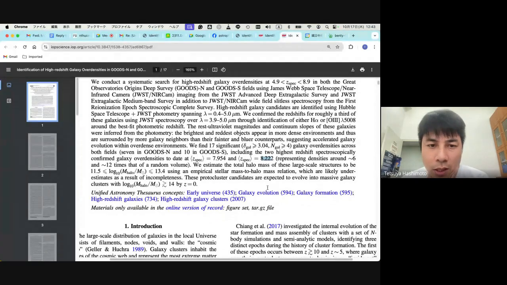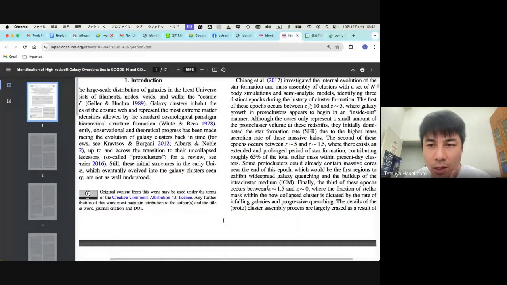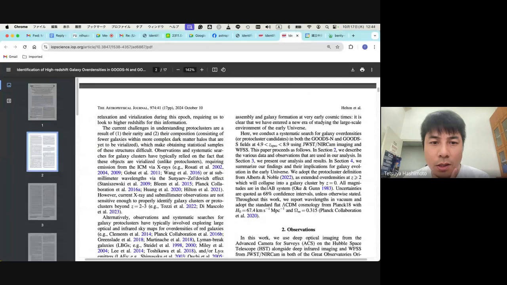And then they also estimate their halo mass. And then basically this overdensity region at very high redshift should be the counterpart of the largest galaxy clusters in the local universe. And then let me go on.